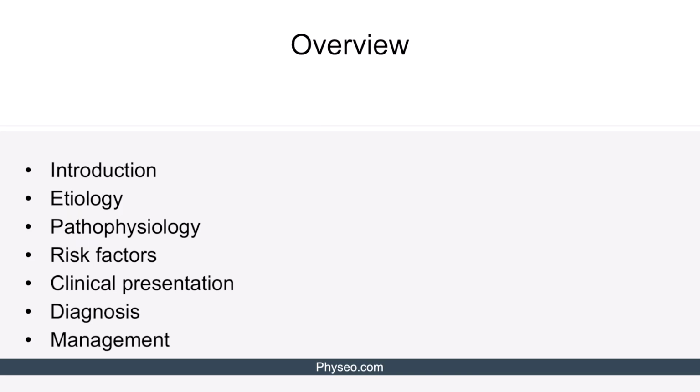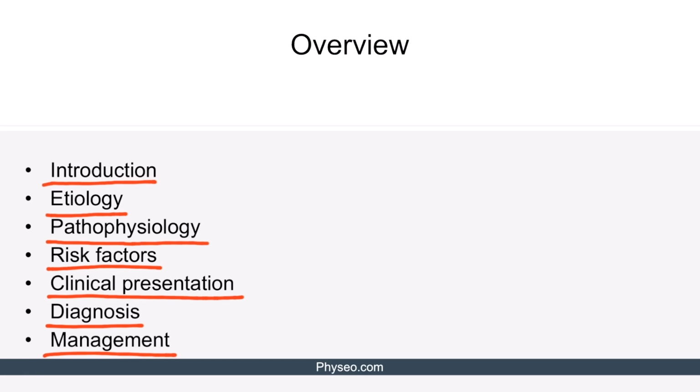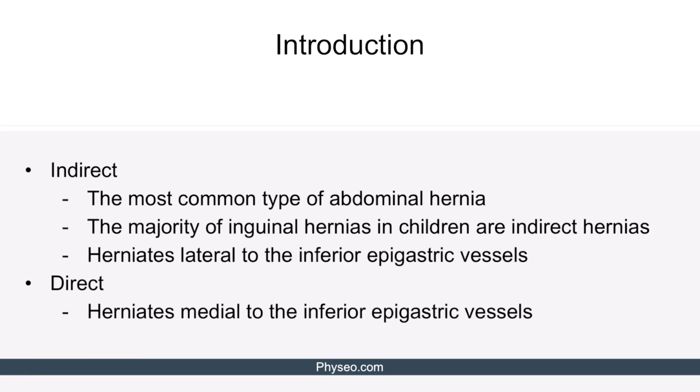We will discuss the introduction, etiology, pathophysiology, risk factors, clinical presentation, diagnosis and management of the inguinal hernias. Let's start with the introduction. Inguinal hernias are divided into indirect and direct based on their anatomical location. Indirect hernias are the most common type of abdominal hernia. They are commonly found in children. This type of hernia protrudes laterally to the inferior epigastric vessels. Then goes direct hernia, which protrudes medial to the inferior epigastric vessels through the Hasselbalch triangle.